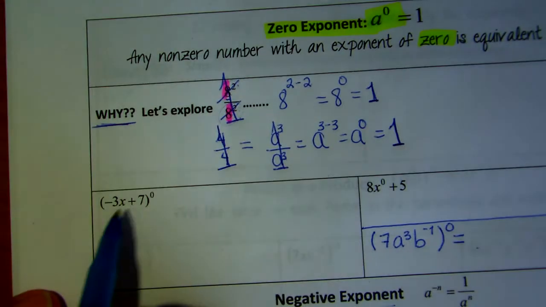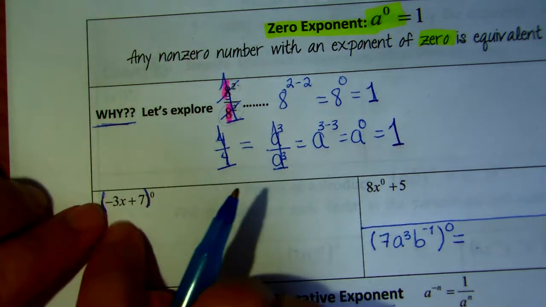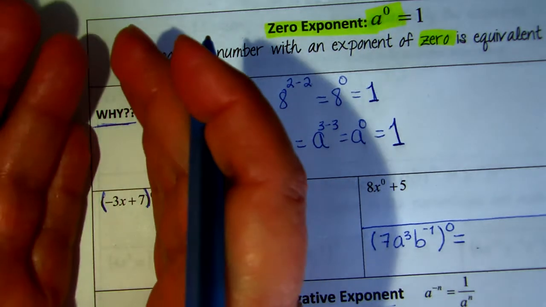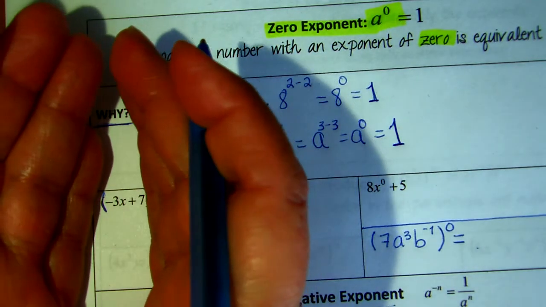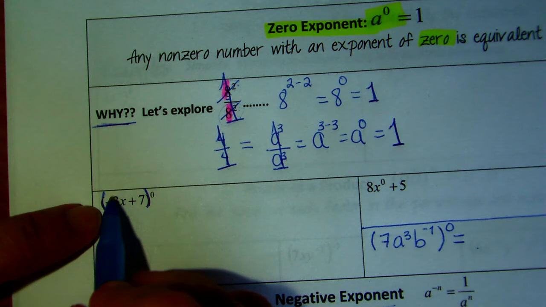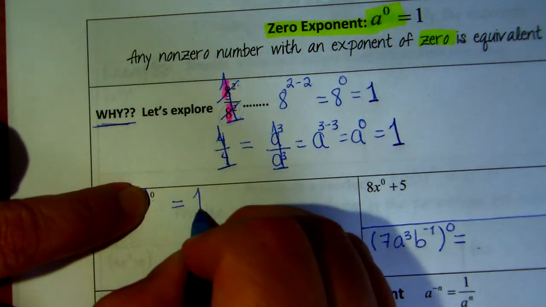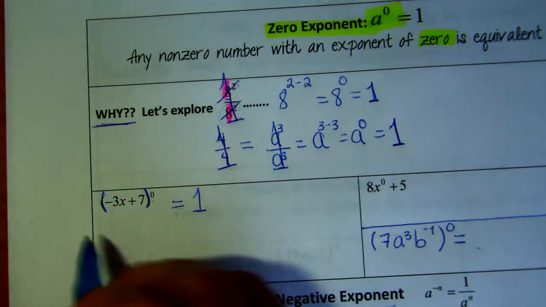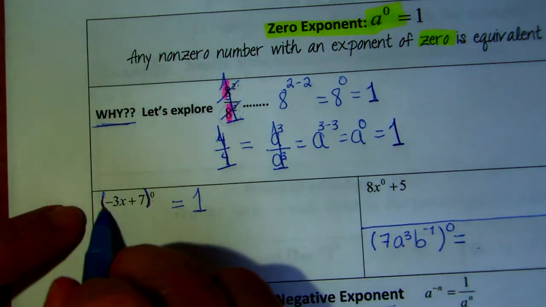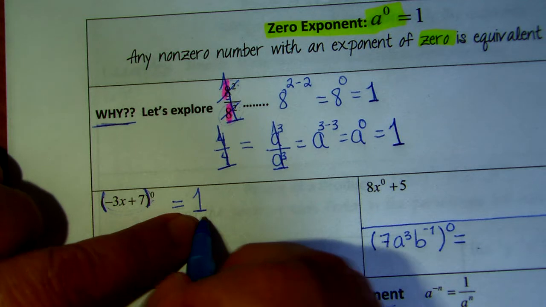Okay? So look at this example right here. You see these parentheses? Everything that is inside the parentheses is like a whole unit, like a whole item. So everything that is inside the parentheses, everything in here is elevated to the power of 0. So the answer is 1. There's no other factor. It's just everything here is elevated to the power of 0. So the answer is 1.